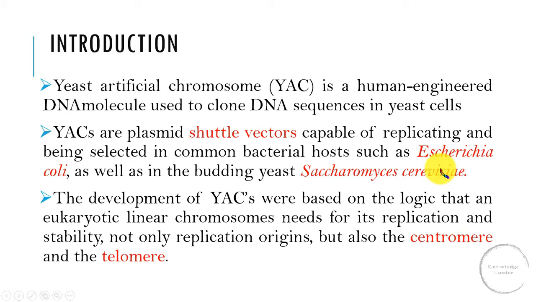It is actually a plasmid shuttle vector capable of replicating and being selected in common bacterial hosts such as E. coli as well as in the budding yeast Saccharomyces cerevisiae. The development of YACs was based on the logic that a eukaryotic linear chromosome needs, for its replication and stability, not only a replication origin, but also the centromere and the telomeres, which are equally essential for efficient replication and stability.